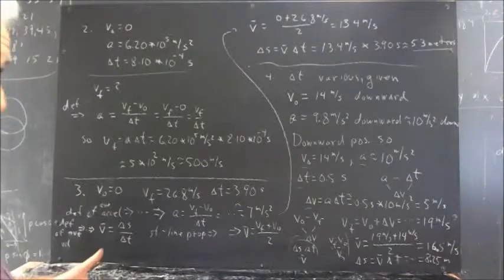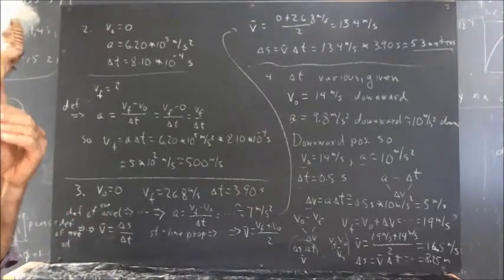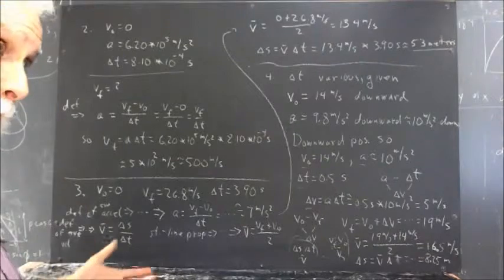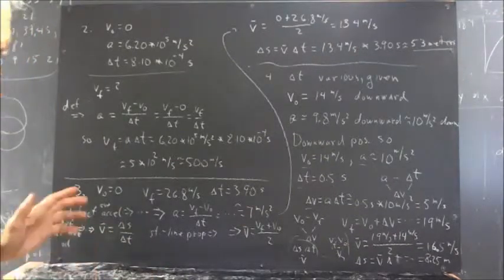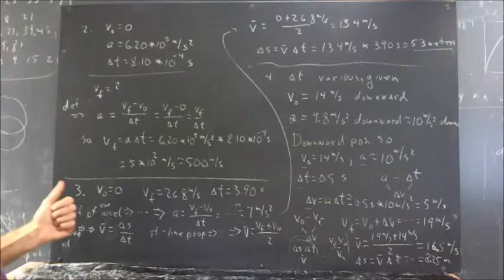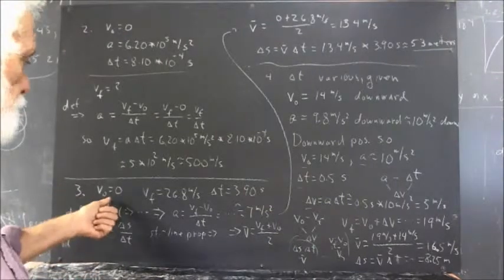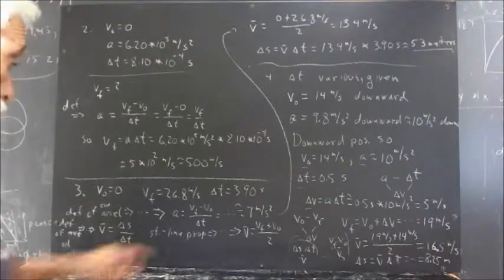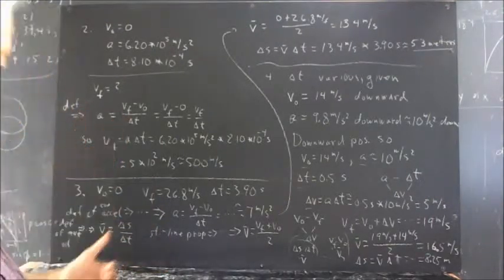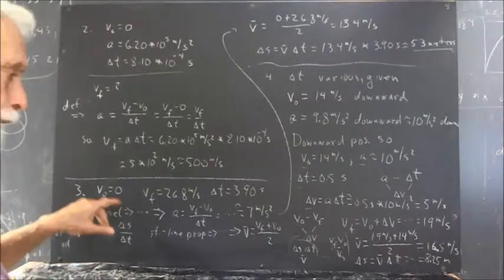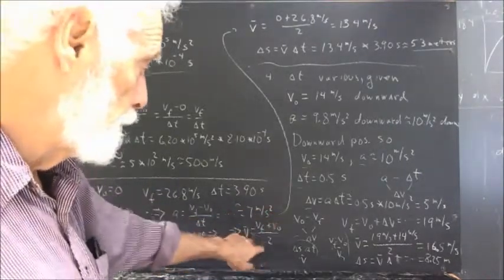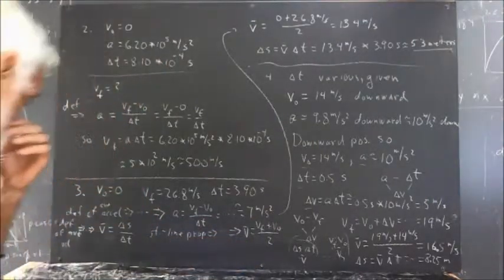Now, we're also asked, how far did the motorcycle travel? So, what do we know? Well, we know V naught and Vf, and we're assuming a uniform acceleration. That's not completely accurate, but that's our approximation, our assumption in this case. So we're going to be able to determine, from the straight line property of the V versus t graph, what the average velocity is. We just average the initial and final velocities.